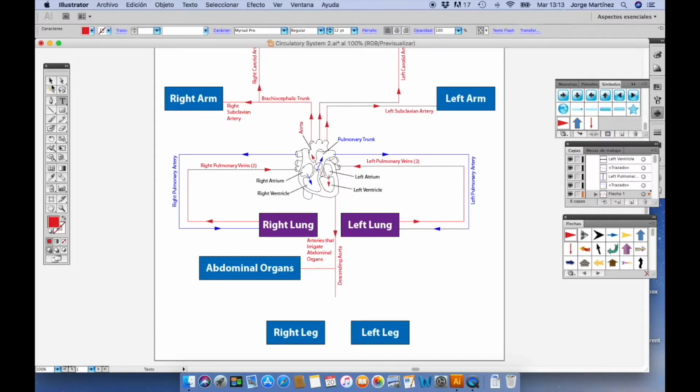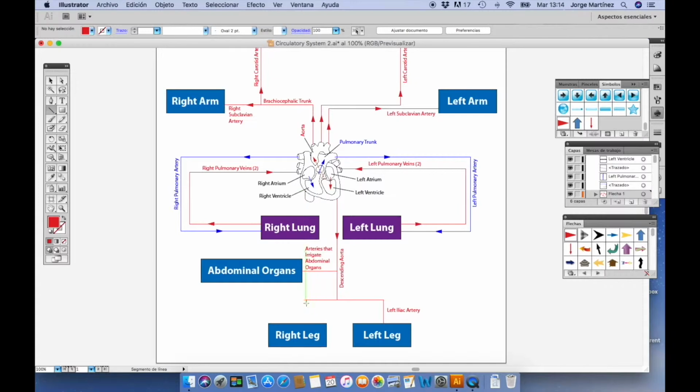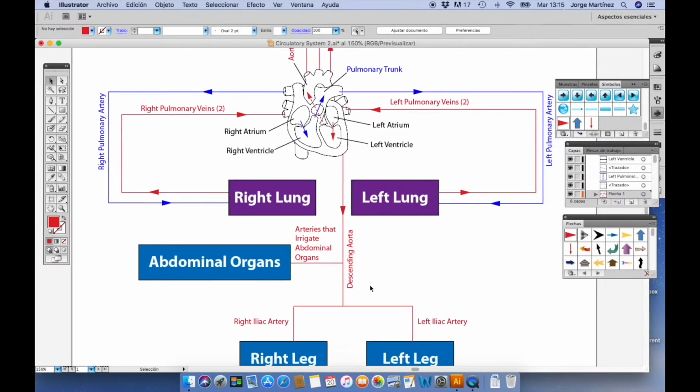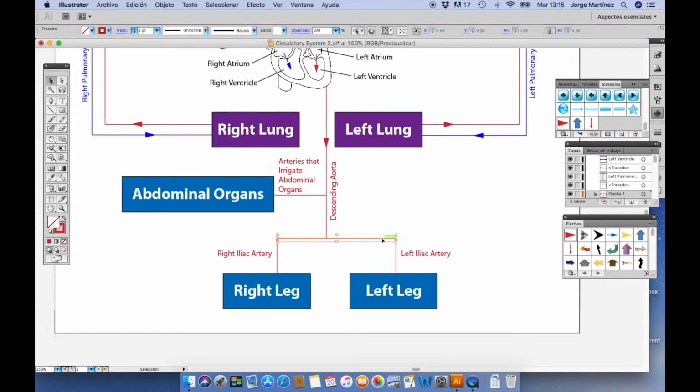After crossing the abdomen, the aorta divides into two arteries that irrigate the legs. The first one is the left iliac artery that irrigates the left leg, and the second one is the right iliac artery that irrigates the right leg.